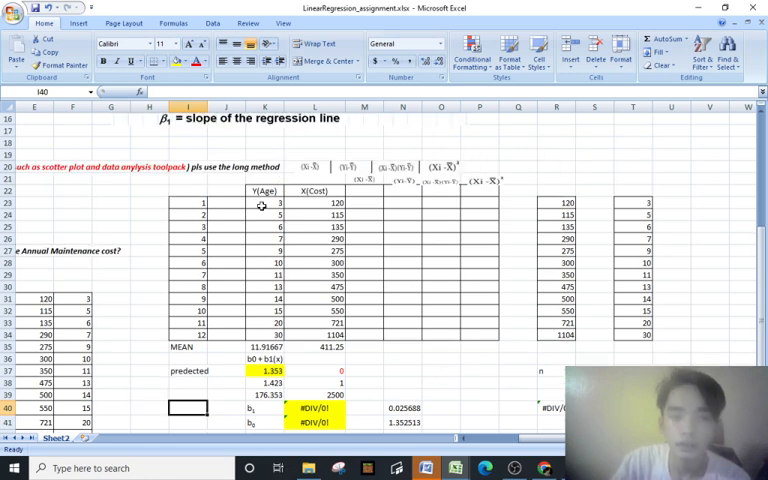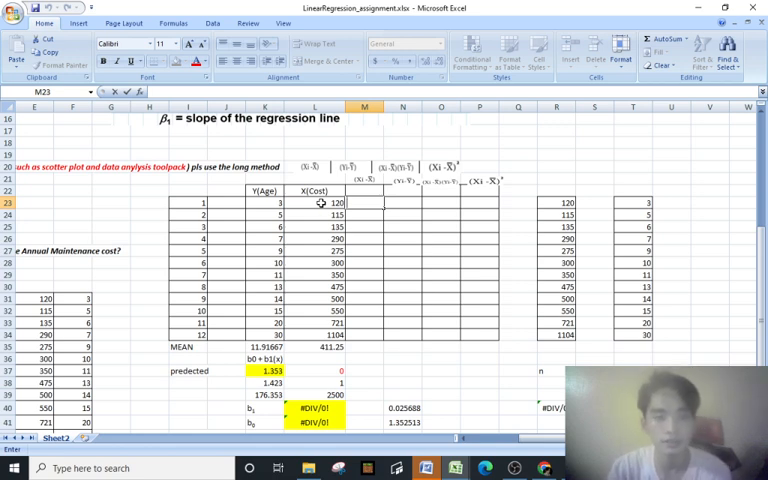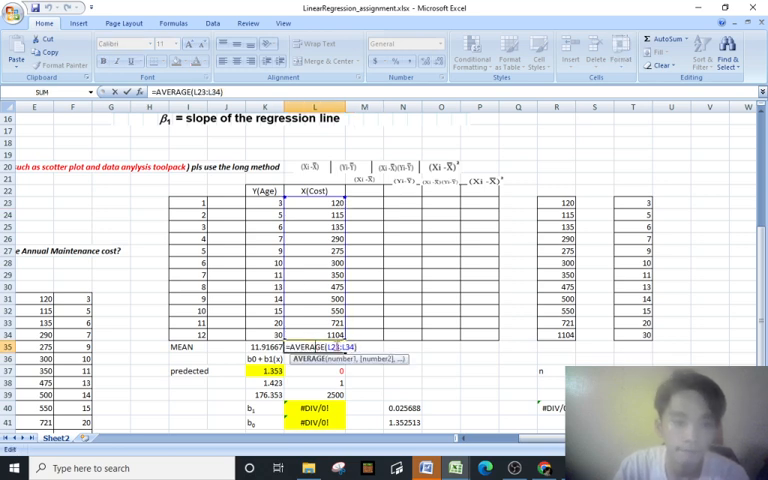Here are the y and x cost columns, to get xi minus x average. I must get the difference between the first cost and the average. The average of the x cost is 411.